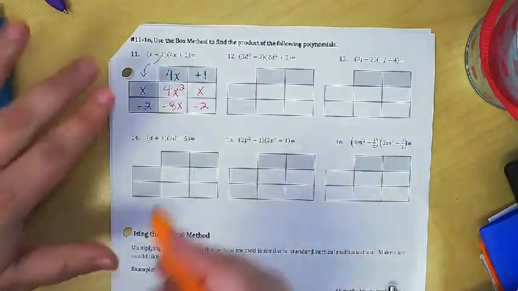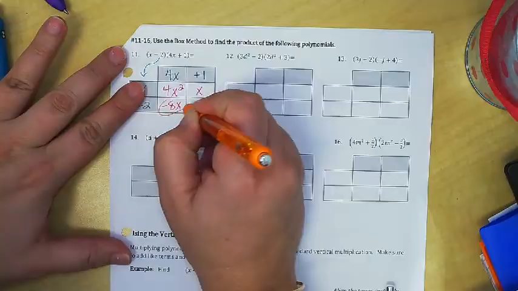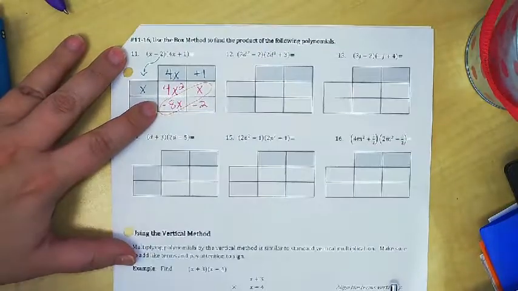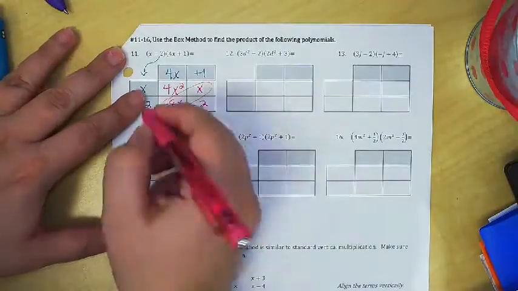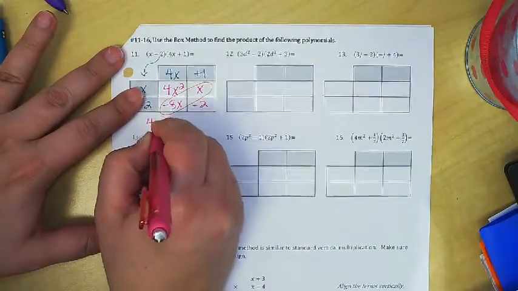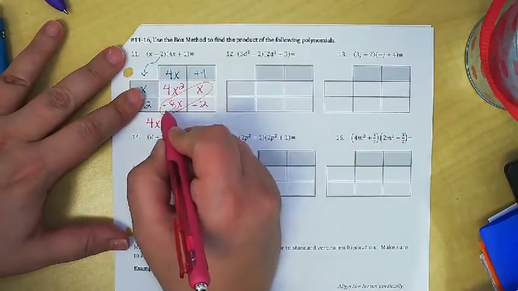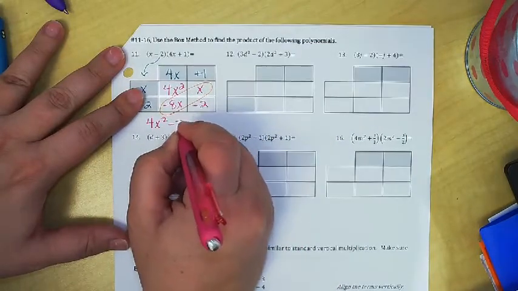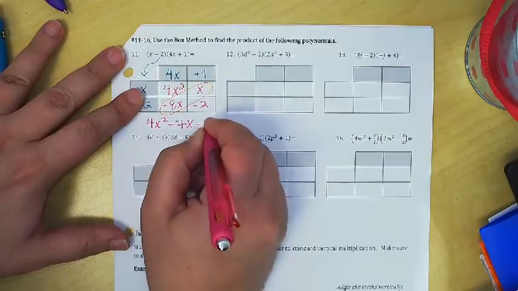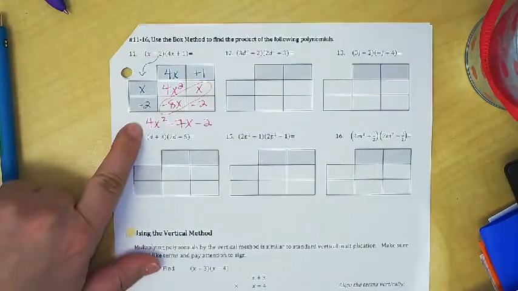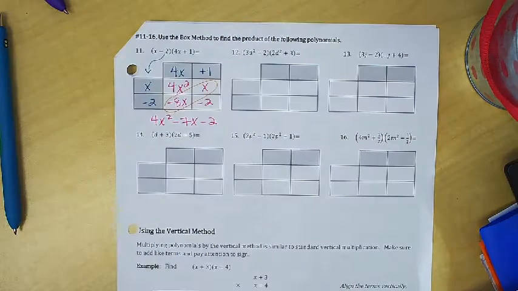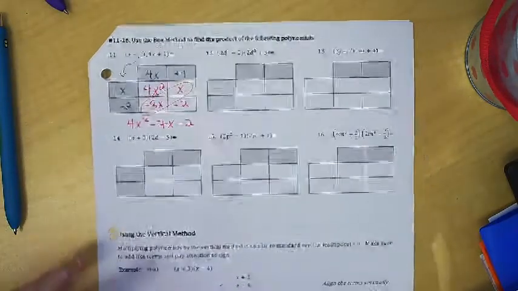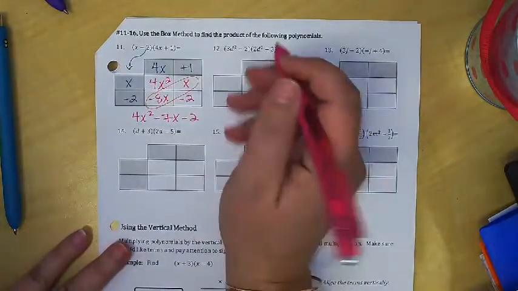And then again, you just have to be careful and recognize that a lot of times you'll have a couple of like terms that you can combine. So our final answer here is 4x squared. When you combine negative 8x and a positive x, that's negative 7x. And then we still have the negative 2. So that's our result right there. Okay? So if you like it, run with it. If you don't like it, don't stress it. This is just another option.